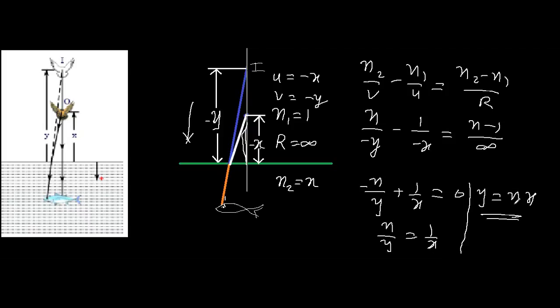Here N is the refractive index of the water, and it is definitely greater than 1. Therefore, NX, that is N into X, becomes greater than X. The distance will be greater than the object distance. Therefore, the image distance Y is greater than the object distance. Therefore, the image appears to the fish as if it is farther away from the bird. That's all.